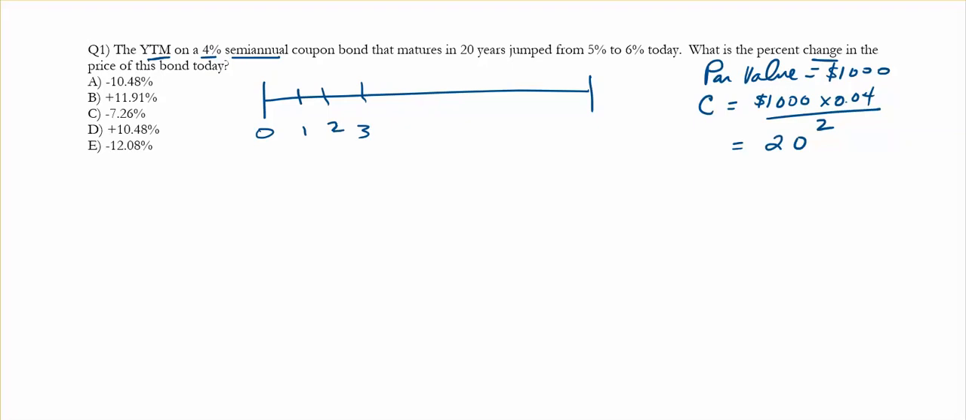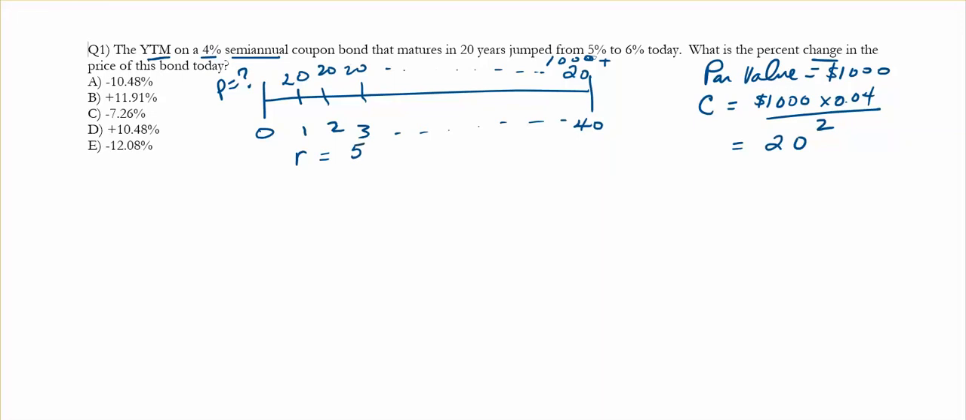Therefore, there are 40 periods, with each period paying $20 coupons and $1,000 being paid on the last date. We want to find what the price would be under two different rates.